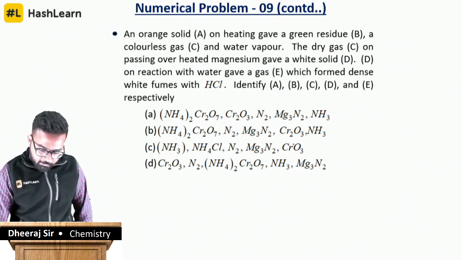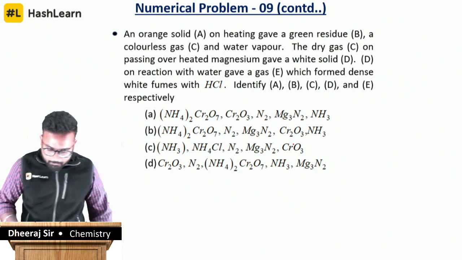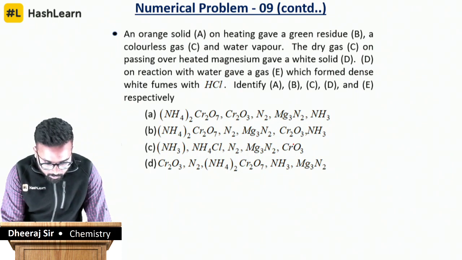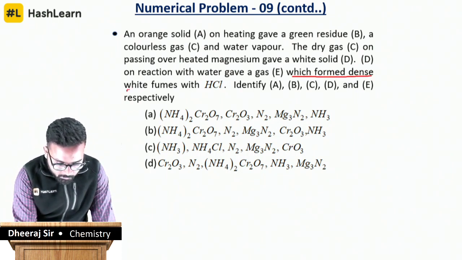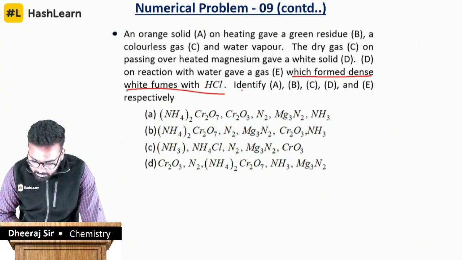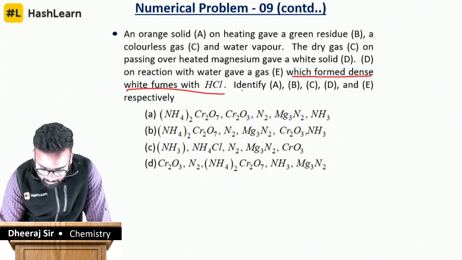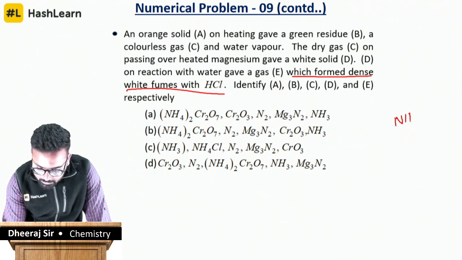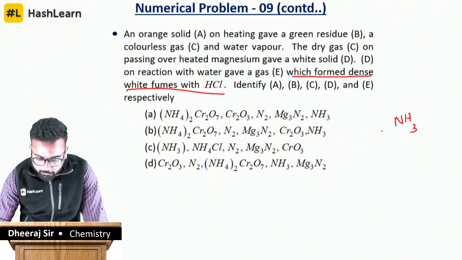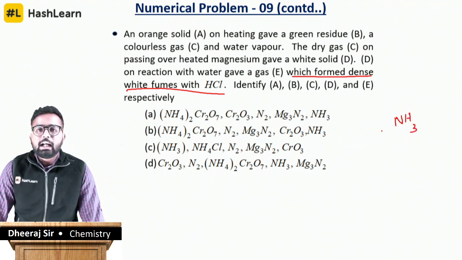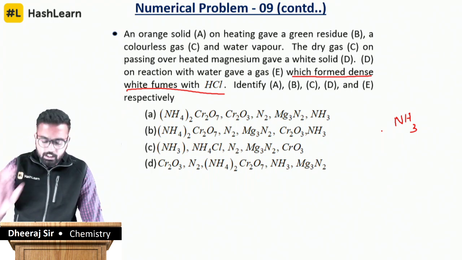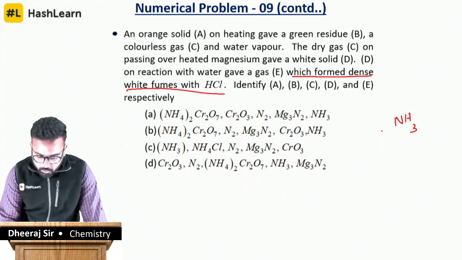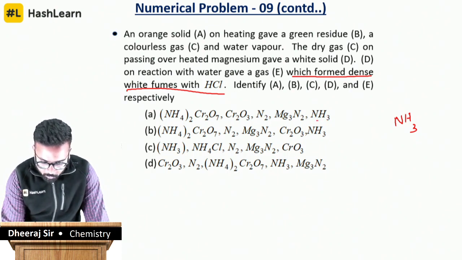Now, the first information that I have is formation of dense white fumes with HCl. I'll underline that for you. If it has to form dense white fumes with HCl, it has to be ammonia, because it is ammonia which forms dense white fumes when you bring it in contact with HCl due to formation of NH4Cl. That step makes my question really easy to solve. So I have identified it as ammonia.